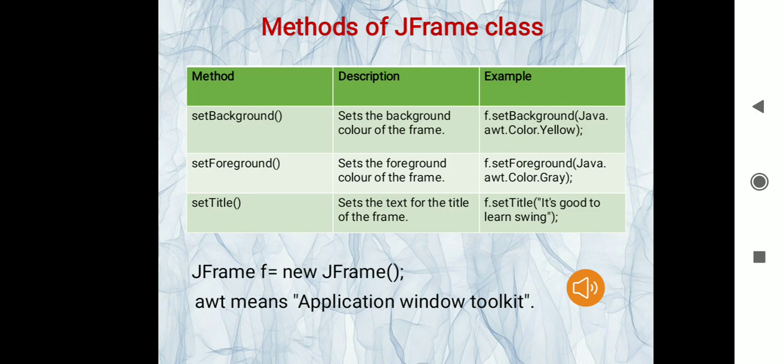The third method is setTitle, which sets the text for the title of the frame. If you want the title for the frame to read "It's good to learn swing," then simply type the Java statement as f.setTitle, then within brackets and inverted commas type "It's good to learn swing."